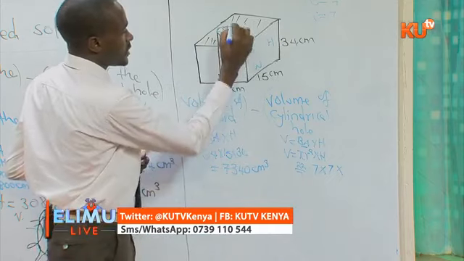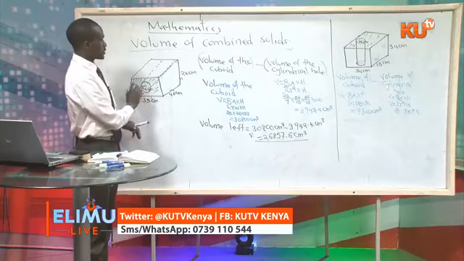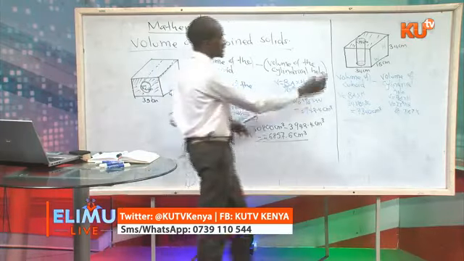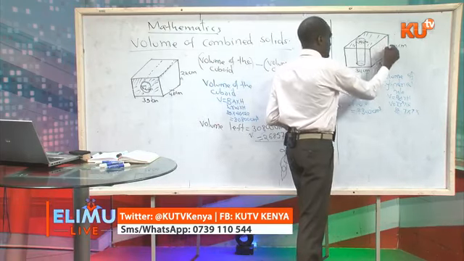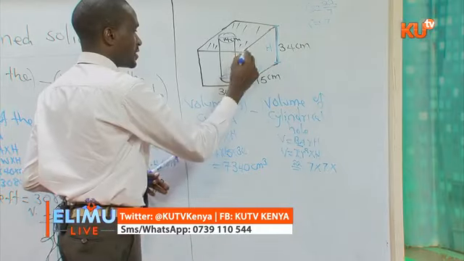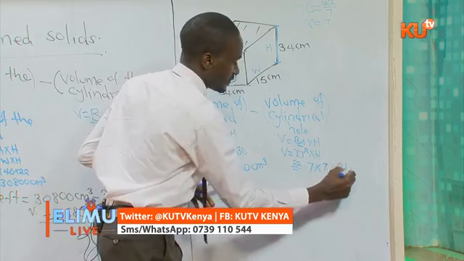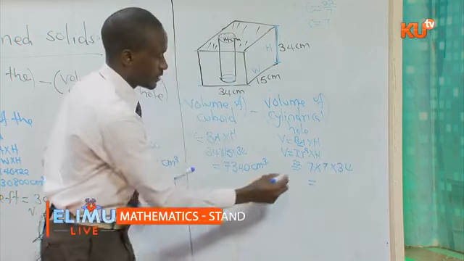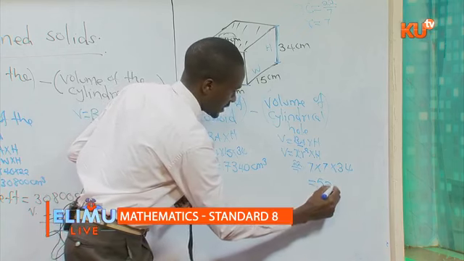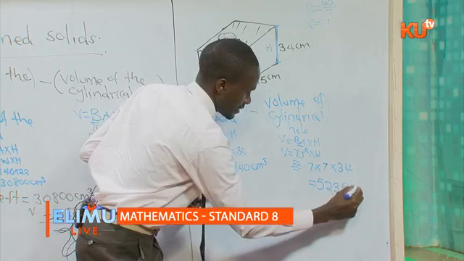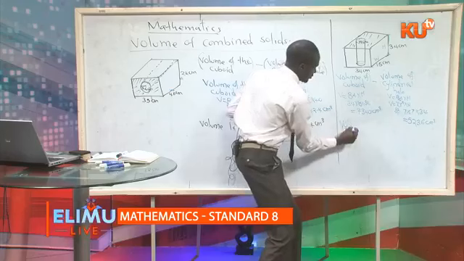Now the height is now this one, because this one was lying and this one is standing. So because this one is standing, now the height is 34. This is the same as this, the same as this one. So by 34, that gives us 5,236 cubic centimeter.